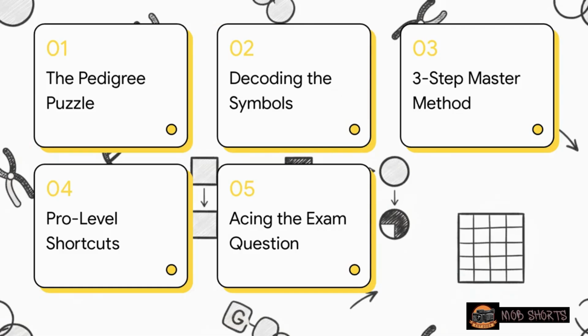But don't worry. Today, we're going to build a rock-solid, systematic approach to make sure that never happens to you again. So here's our game plan for today. First, we'll talk about why these look like a puzzle. Then we'll decode the basic symbols, the language of pedigrees. After that, I'm going to walk you through a foolproof three-step method. Then we'll cover some pro-level shortcuts to get you the answer even faster. And finally, we'll put it all together to crush a real exam question.